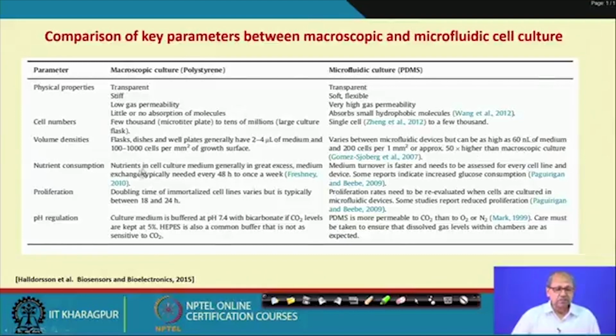Then another very important one is nutrient consumption. In macroscale you have to change the media around every 48 hours, but depending on the cell type, maybe 2 hours, 3 hours. Then proliferation: in macroscale we are using polystyrene or glass vessels, and their time is very much standardized, 18 to 24 hours. But in PDMS layers, different things you have to reevaluate, such as the proliferation rate, and pH gradients you can also measure.